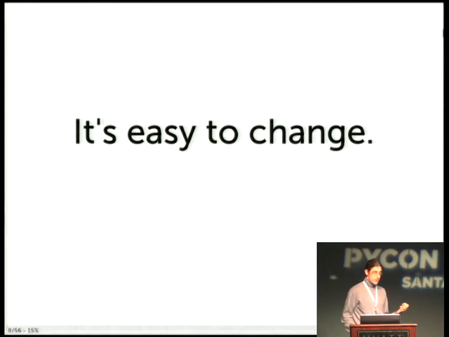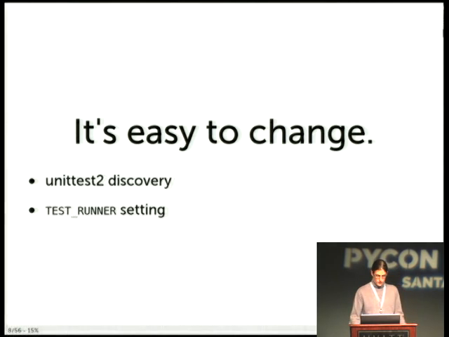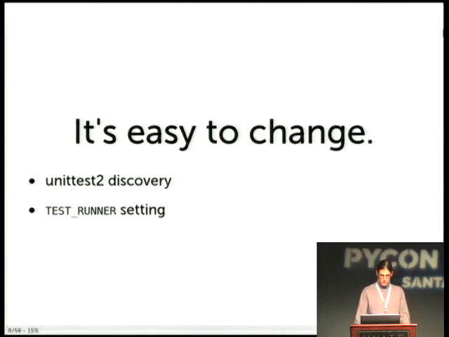Fortunately, Django does make this easy to change. You can use unittest2 discovery. You could also use nose or py.test or other discovery mechanisms. I'll talk about unittest2 because it's built into Python, it's built into Django, so it's always there, and it's something that we could potentially do in Django itself. Django has a test runner setting, so this is how much code it takes to make Django's test discovery good.